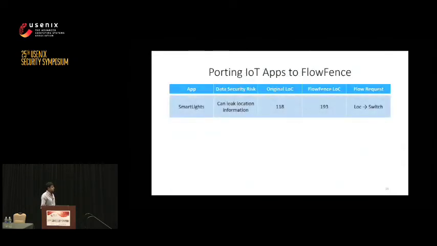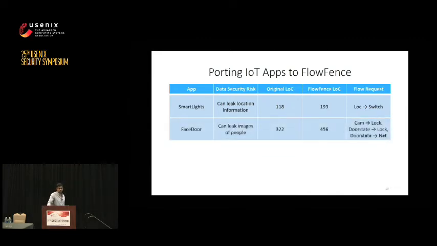So the first app we ported is a smart lights app. It basically monitors a beacon around a geofence that is around the home. And if this beacon enters the geofence, it activates lights around the home. The only flow we needed to authorize for this app was to flow location to switch. And the data security risk was that this app can leak location information because it has access to the geofence and the location beacons.